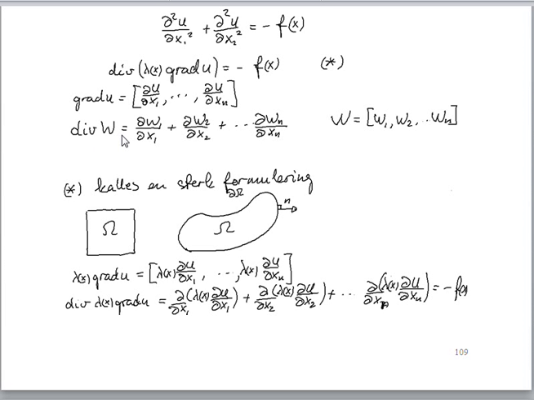Then the divergence of this vector function is defined as the scalar function, which is the sum of all these items. The first term is the partial derivative of the first component of w with respect to the first variable. The second term is a partial derivative of the second component of w with respect to the second variable, and so on.